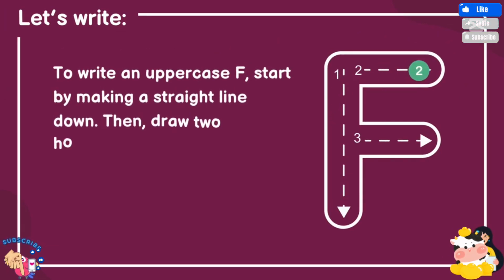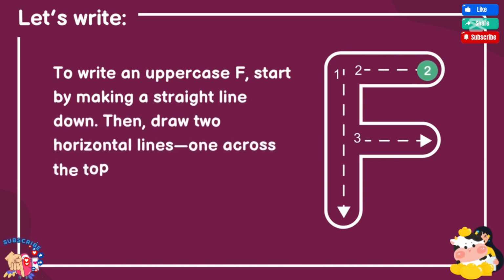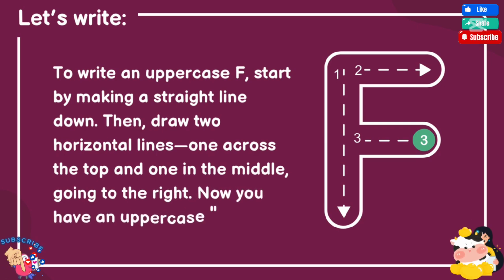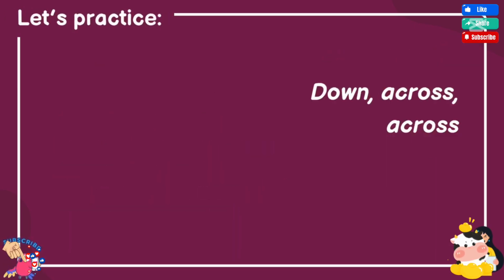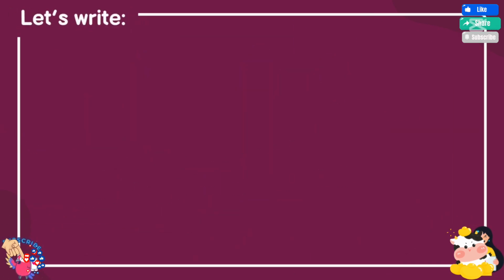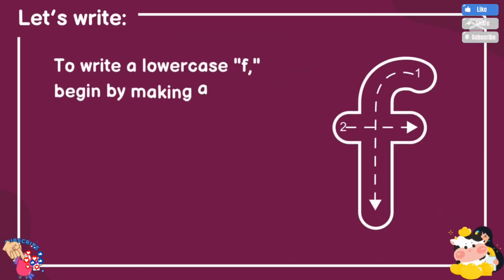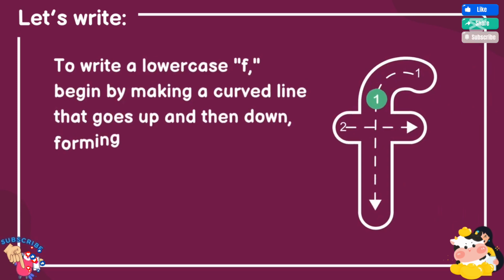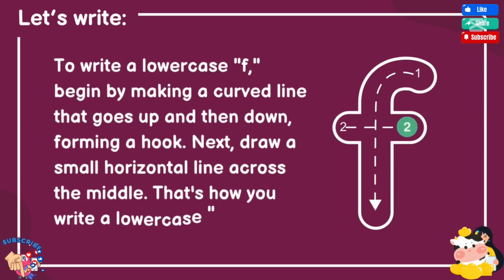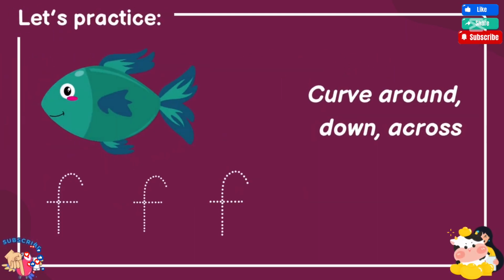To write an uppercase F, start by making a straight line down. Then, draw 2 horizontal lines, one across the top and one in the middle, going to the right. Now you have an uppercase F. To write a lowercase f, begin by making a curved line that goes up and then down, forming a hook. Next, draw a small horizontal line across the middle. That's how you write a lowercase f.